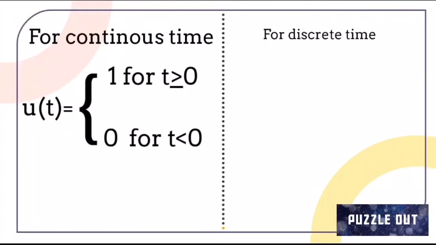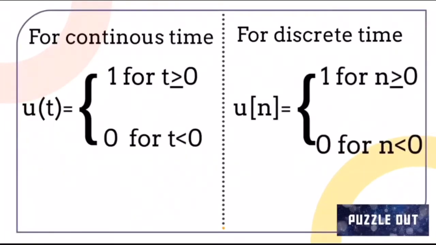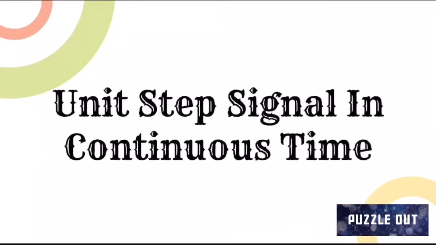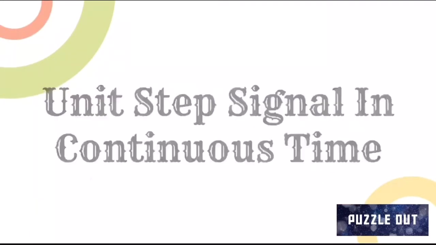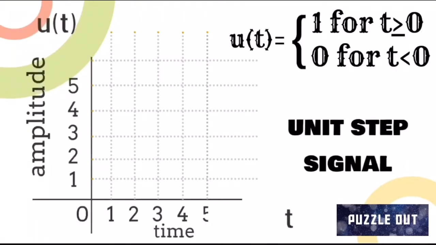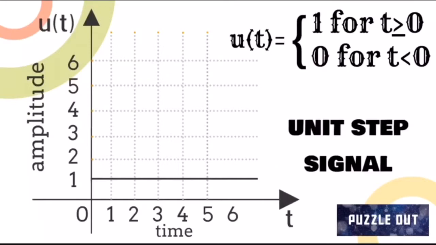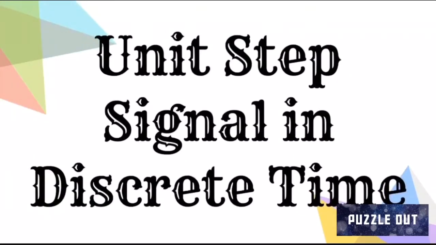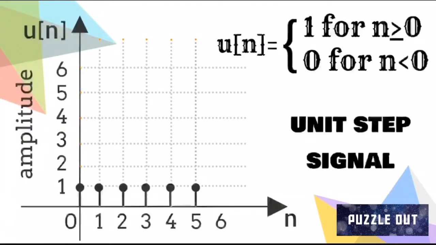For a unit step signal, the amplitude is equal to 1 when t is greater than or equal to 0, and 0 amplitude for t less than 0. It is similar for discrete time signals. The only difference is that in the place of t we replace it by n. The unit step signal is represented in the graphical form in the following way. The graph of the continuous time signal is a straight line parallel to the x-axis with amplitude equal to 1. And for a discrete time signal, the amplitude is always equal to 1 at every value of n.